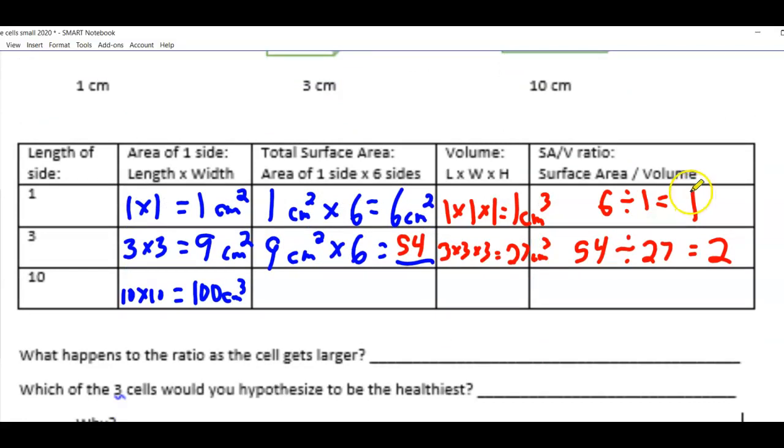Oh, dude. Mrs. Wentz screwing up in her video. 6 divided by 1 is 6. Silly Miss Wentz. All right.